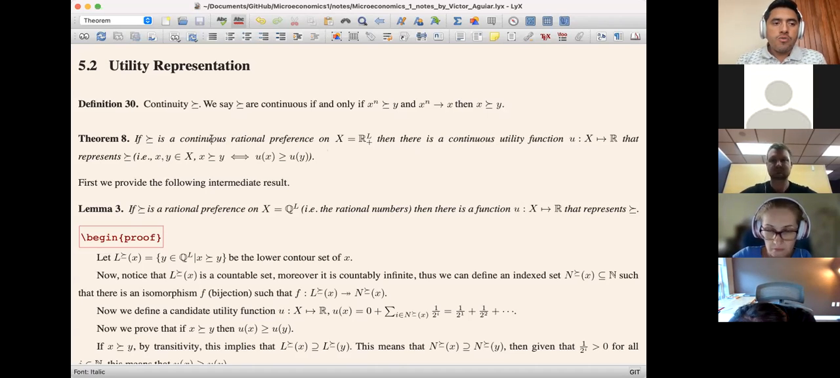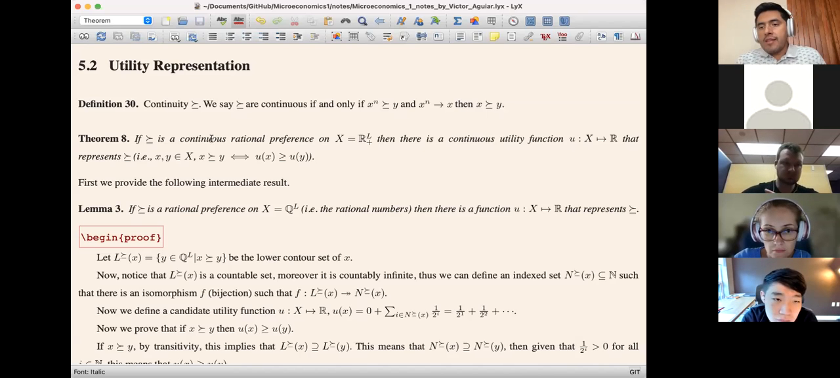Here, we're going to prove theorem 8. So theorem 8, actually, the proof is going to be long. It's going to be a big chunk of the class. I'm just going to state it so we can start.